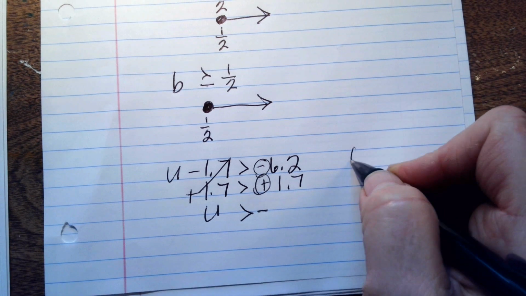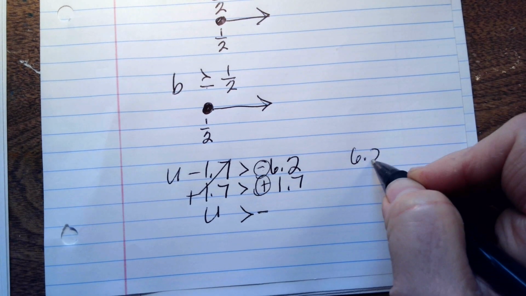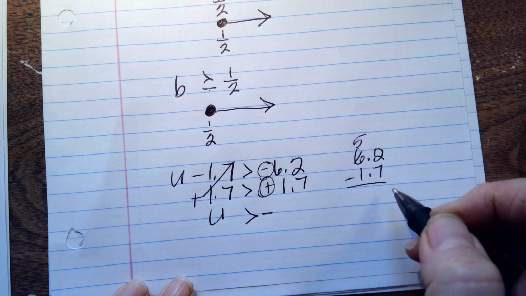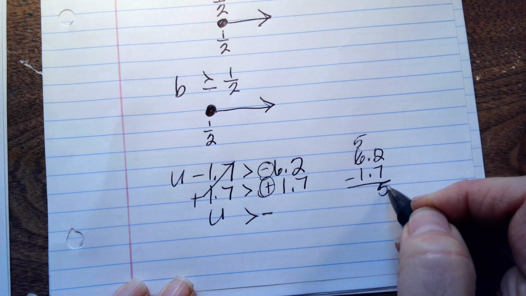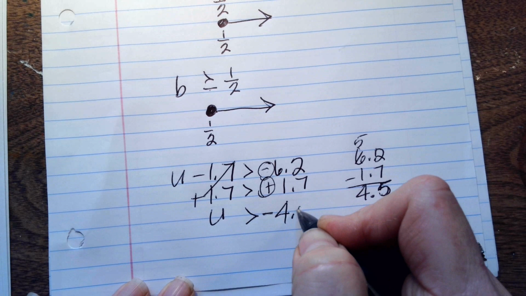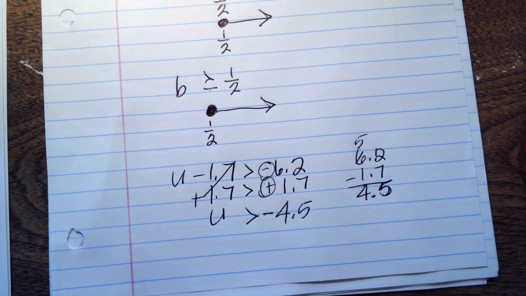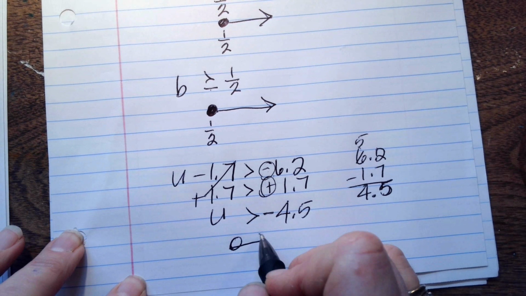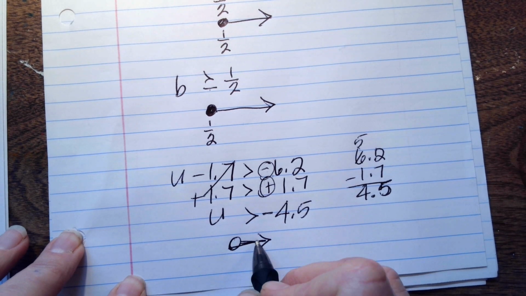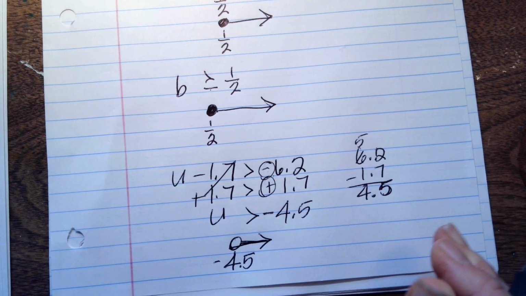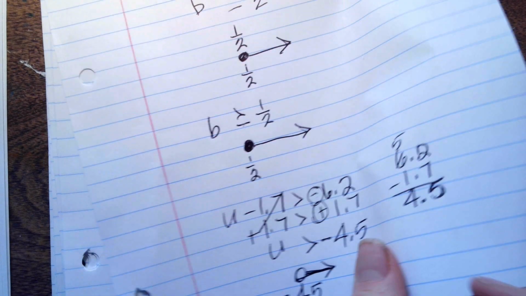And then I have a negative and a positive, so I know that I have to subtract these two. 4.5, and my answer is negative because 6.2 is a bigger decimal. And then it's going to be open. It's going to go this way, and this is going to be negative 4.5.